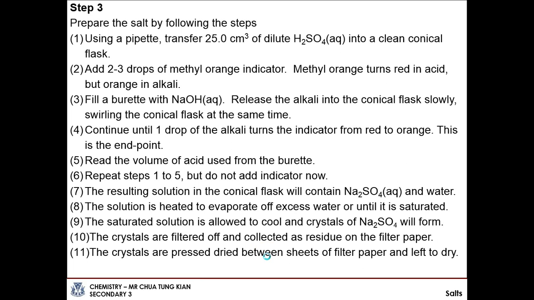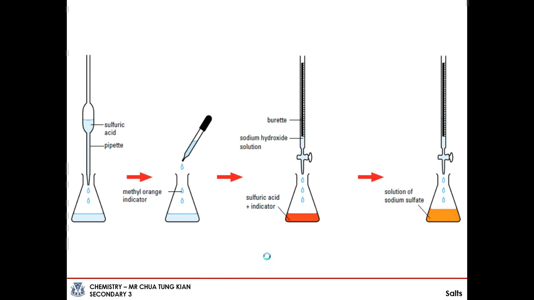So, wow, look at the many steps here. Sadly, you must remember every single step here. But this is actually a very simple reaction. Let's describe this with the diagram here. So, first of all, what do you do? First of all, we pipette some sulfuric acid into the conical flask. The pipette is an instrument to allow us to accurately measure 25.0 cm3 of the sulfuric acid solution, and we put it into a conical flask.